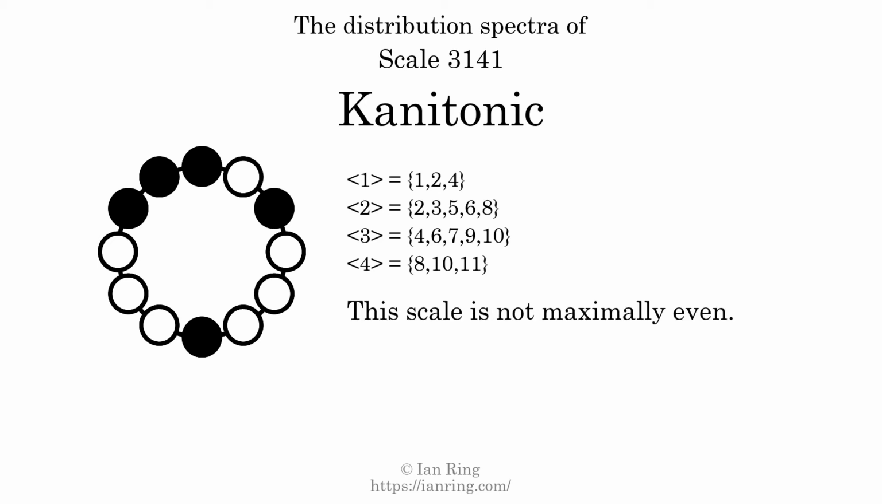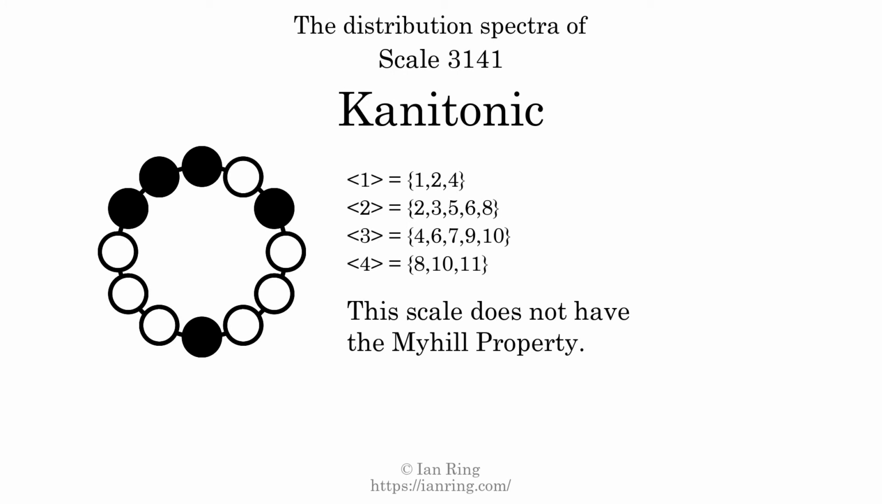The highest spectrum width is 6. Since this is greater than 1, we know that this scale is not maximally even. If every spectrum has exactly 2 specific intervals, we call that the Myhill property. This scale does not have the Myhill property. Since the generic interval ranges overlap, this scale is an improper scale.